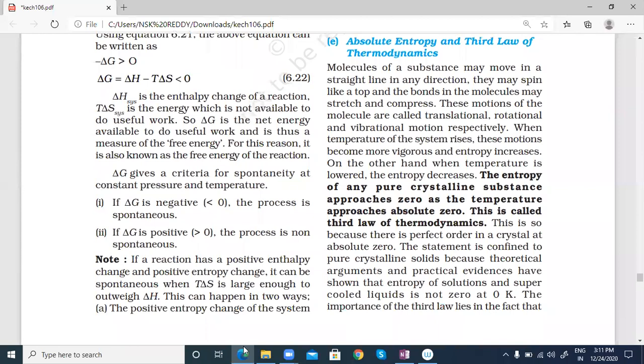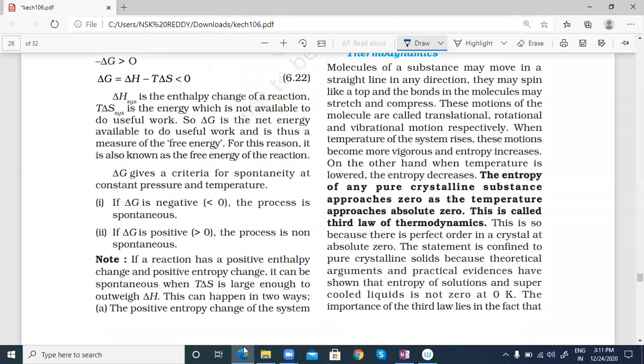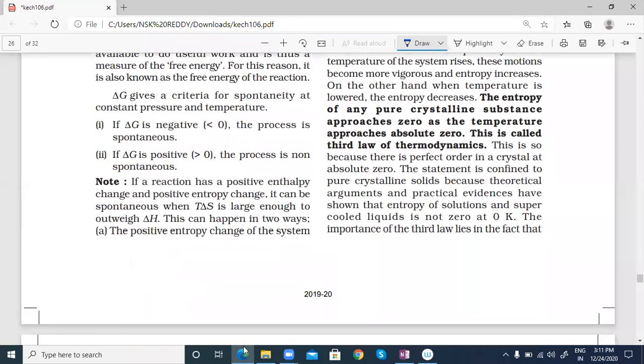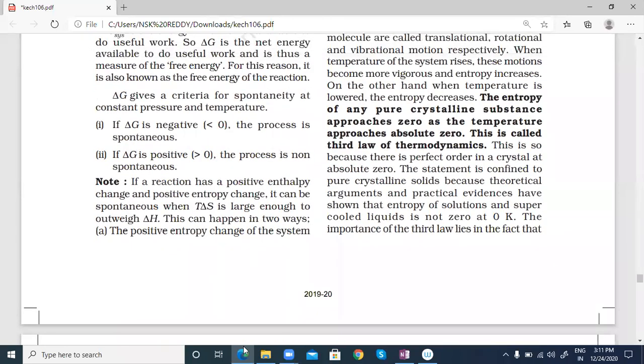Absolute entropy and the third law of thermodynamics. They are trying to calculate absolute entropy. Absolute entropy means that at 0 Kelvin, they are assuming there is no disorderliness. The entropy of any pure crystalline substance approaches 0 as the temperature approaches absolute 0. This is called the third law of thermodynamics.